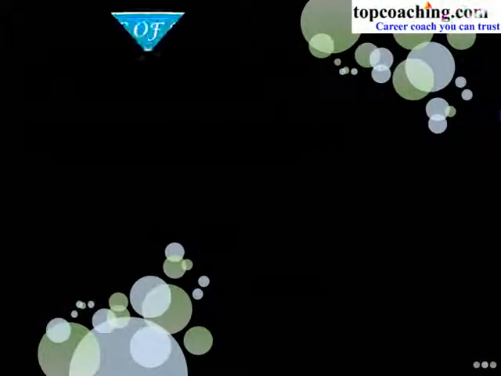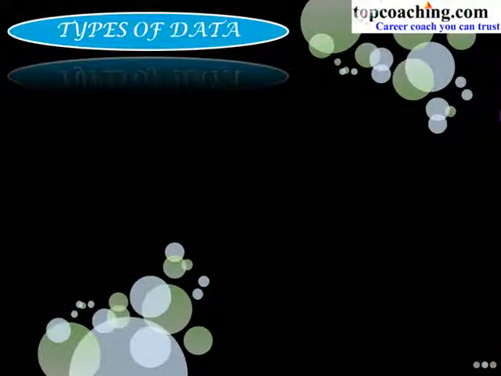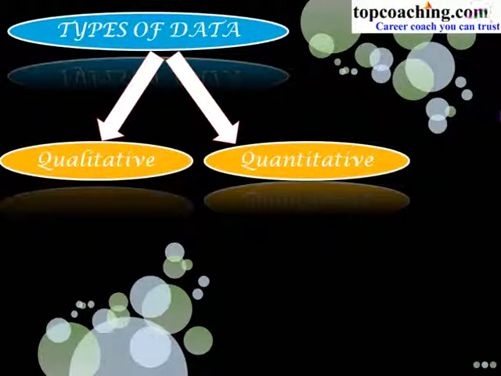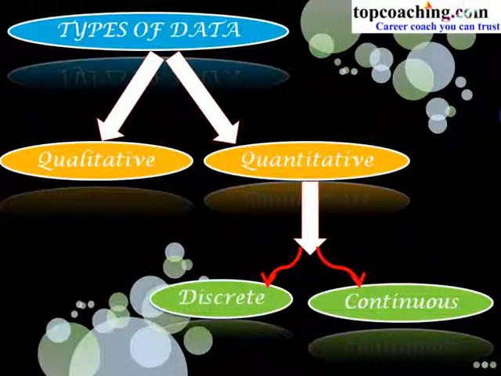Now move on to types of data. As we have studied in the last point of characteristics of stats, that data can be qualitative as well as quantitative. Now one more thing, students, quantitative data may be discrete or continuous also. Now the question arises in your mind: what is discrete data and what is continuous data?